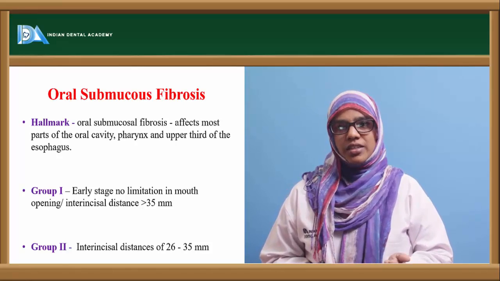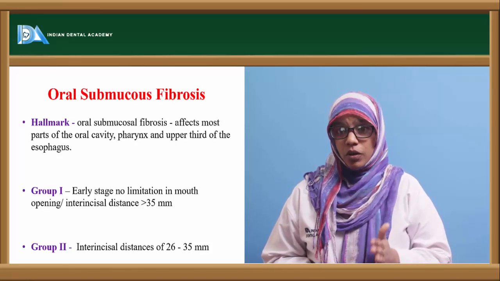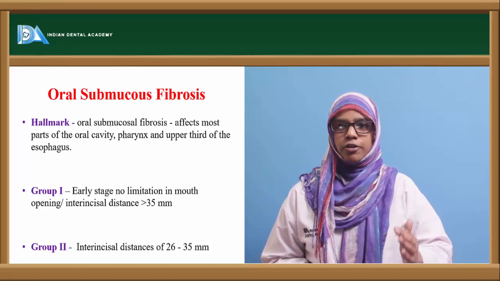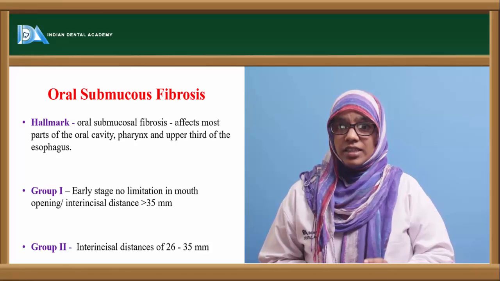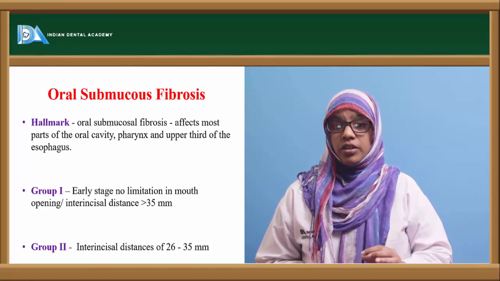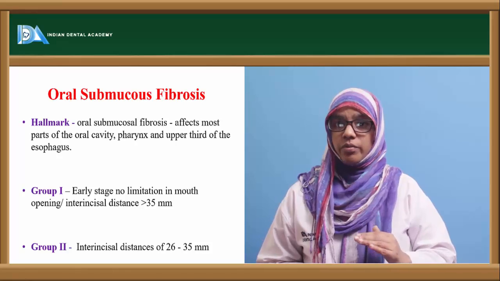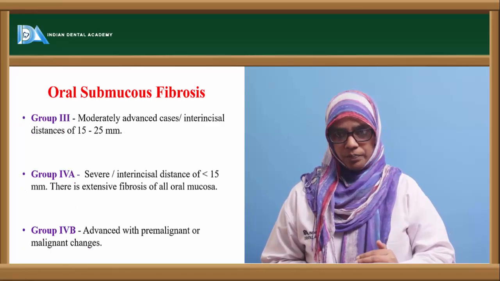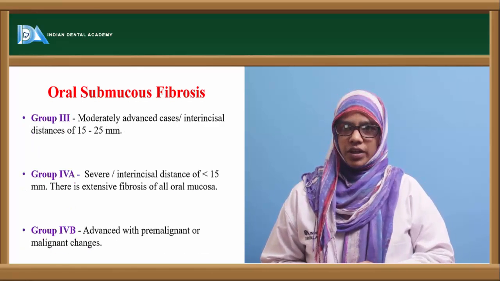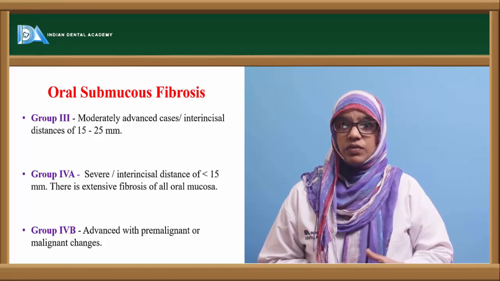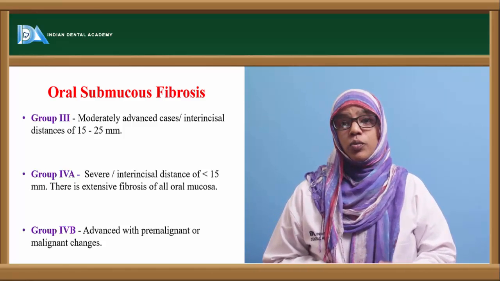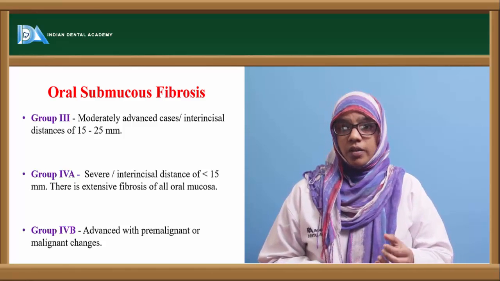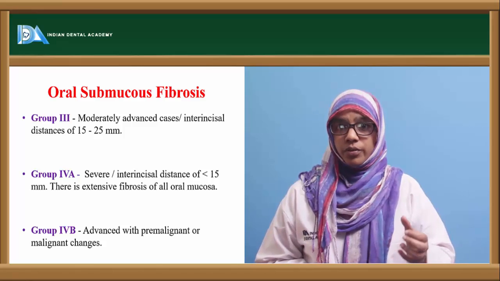Now, in group 2 the interincisal distance is decreased because of the juxtaepithelial inflammation that is starting and fibrous bands slowly getting accumulated. The interincisal distance is 26 to 35 millimeter. Here you would see blanching because of the fibrin getting deposited. The vascularity is deprived and you will see blanching of the mucosa. Group 3 is a moderately advanced case wherein the interincisal distance is 15 to 25 millimeter. Here you will actually feel the bands when you palpate the buccal mucosa, the upper and lower lip, and the pterygomandibular raphe.